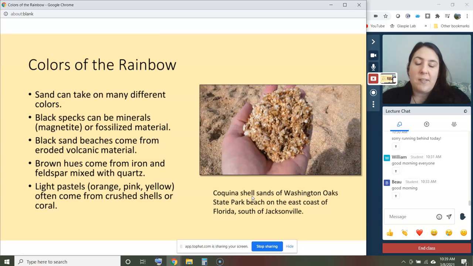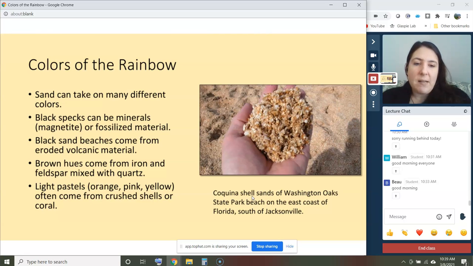Black sand beaches that have pure black sand come from eroded volcanic material, and so these would not necessarily be found in the Gulf of Mexico. These would be some types of things that you would find in Iceland and Hawaii and areas that are actually active volcanoes. The brown hues that you see in sand that make it shades of brown and yellow come from iron and feldspar that are mixed with the quartz. So iron produces some of those reddish-brown tinges to the quartz, and then feldspar itself is a mineral that's brown.